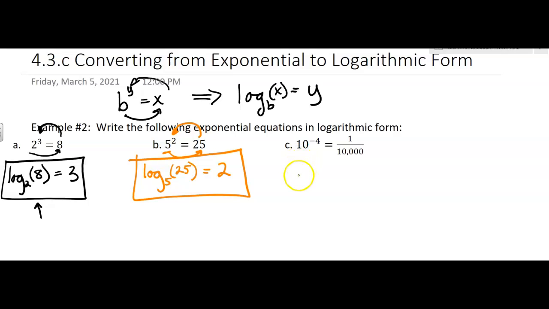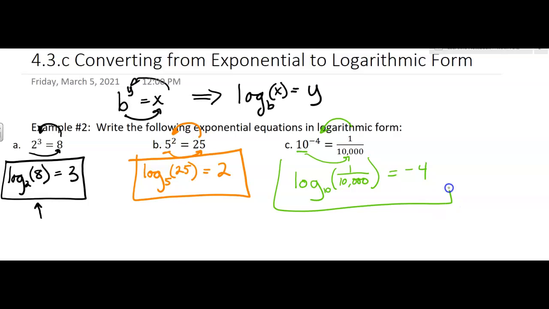Okay, one more. So we're going to write it in logarithmic form, log base 10, and then we come over here to get the argument, and I would just write it 1 over 10,000, equals, and then it's going to be -4. Now we're going to talk more about log base 10, but that's in another video. Okay? So all we're doing here is we're converting from exponential to logarithmic form.